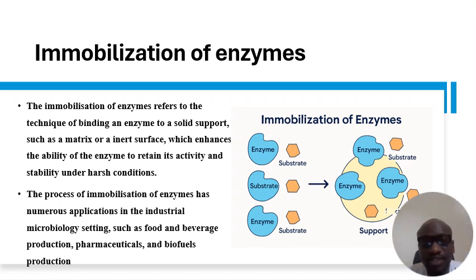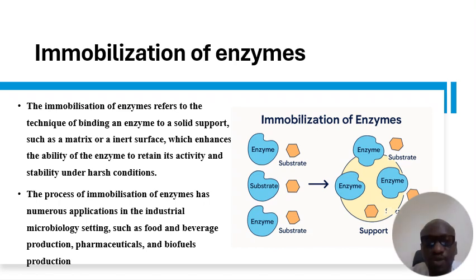Immobilization of enzyme refers to the techniques of binding an enzyme to a solid support, such as inert surfaces or some other matrix, which allows the enzyme to retain its activity during use. And sometimes when you use it in harsh conditions, it makes the enzyme remain stable and also allows it to be separated easily. The process of immobilization of enzyme has several applications in industrial microbiology, such as food and beverages, production of pharmaceuticals, biofuel, and other industrial production processes.